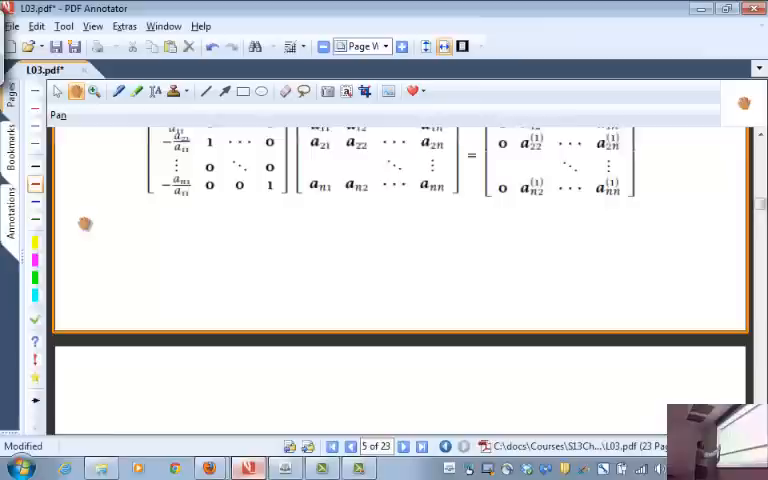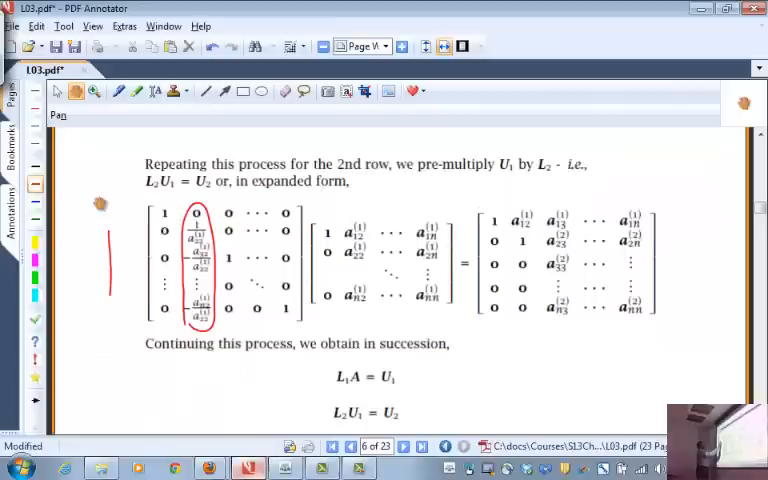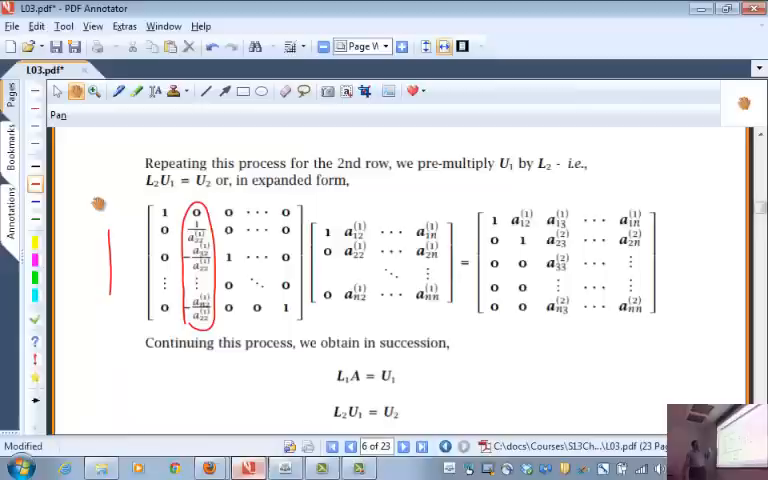And I repeat that process with a second matrix L2, which is also strictly lower triangular, but this time I'm dealing with the second column. I do exactly the same operation, 1 over A22 superscript 1. What do I mean by the superscript? I mean that that number has been changed from the original number once in the previous operation. Now you carry out this multiplication, you will get a U2 matrix, which will have 1 and 0 below that diagonal element in the second column.